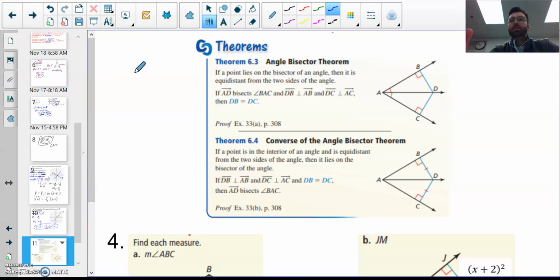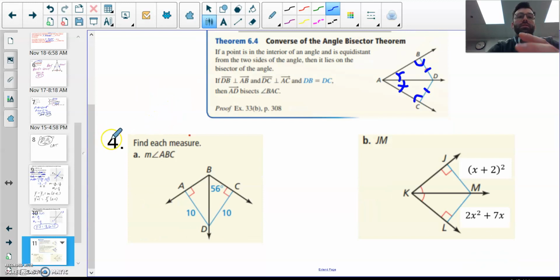All right, so we're going to change gears. We're going to talk about the angle bisector theorem. If a point lies on the bisector of an angle, then it is equidistant from the two sides. So if AD bisects this angle here, and these two lines are perpendicular, then I can say that these two segments are congruent. Or conversely, if these two segments are congruent and we have two right angles, then I know that these two angles are congruent here.